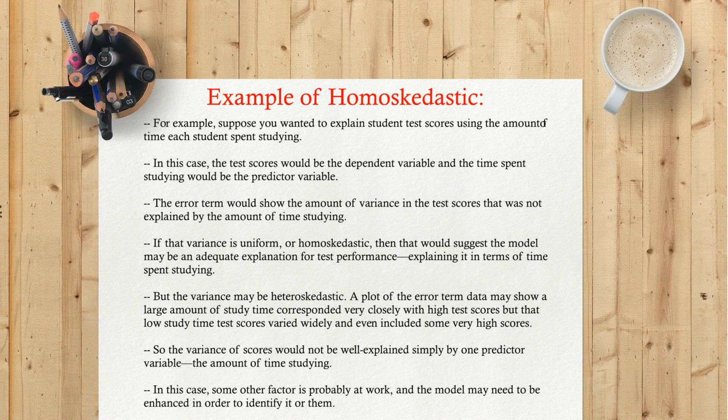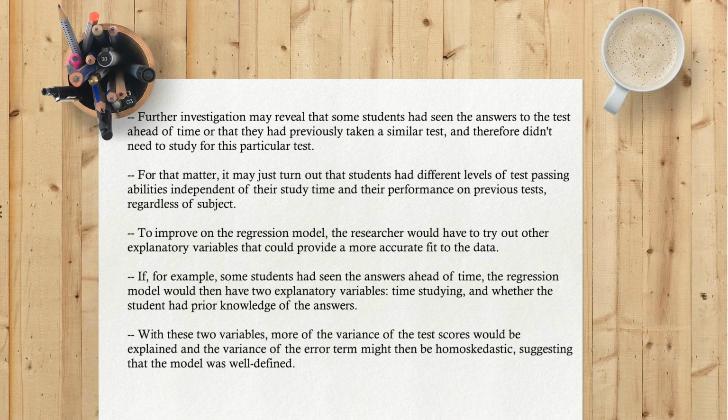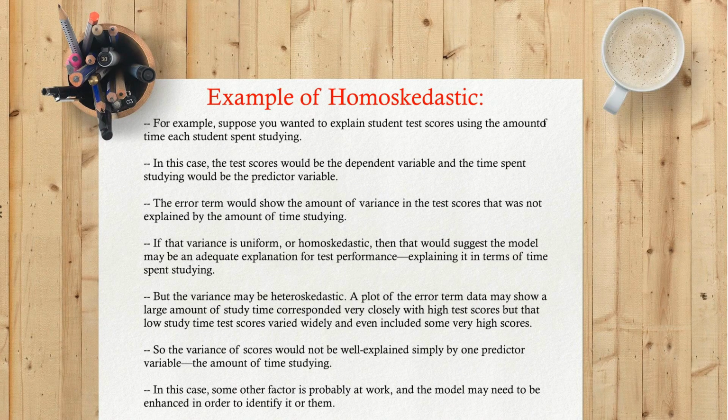But the variance may be heteroscedastic. A plot of the error term data may show a large amount of study time corresponded very closely with high test scores, but that low study time test scores varied widely, and even included some very high scores. So the variance of scores would not be well explained simply by one predictor variable, the amount of time studying. In this case, some other factor is probably at work, and the model may need to be enhanced in order to identify it or them.